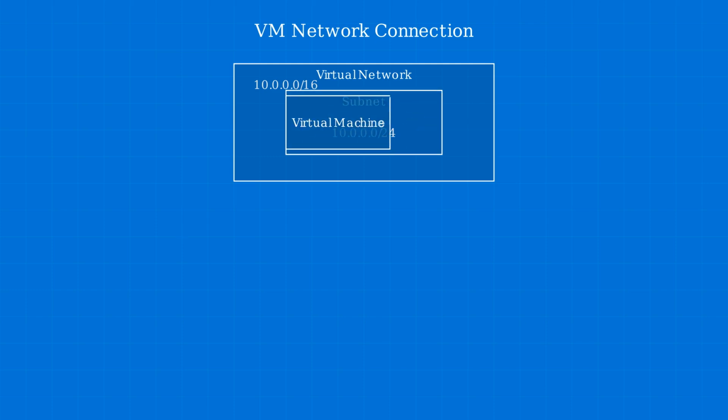The VM connects to the network through a Network Interface Card, or NIC, which is protected by the Network Security Group you selected. The Network Security Group acts as a firewall, controlling which traffic is allowed to and from your VM based on the rules you configured.